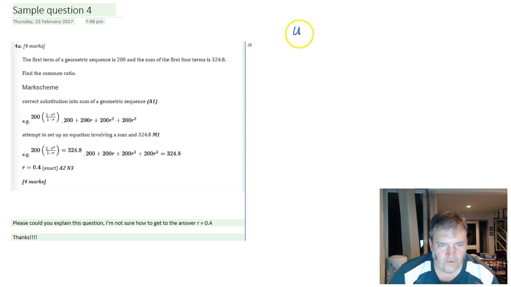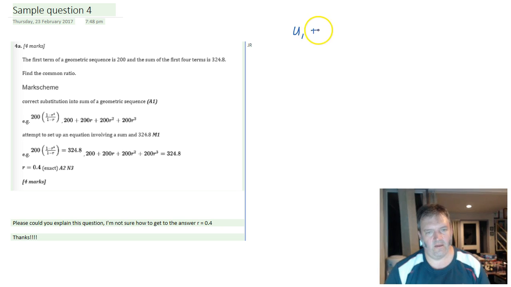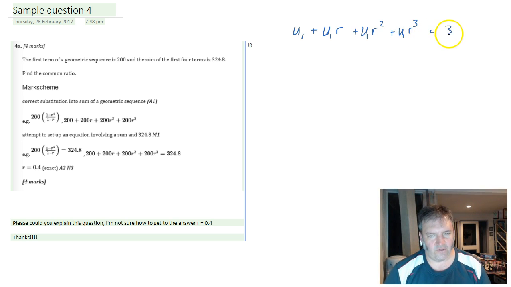So the first four terms are u1, u1 times r, u1 times r squared, and u1 times r cubed. And when I add them all together, that's equal to 324.8, and that's great, but does it really help us?